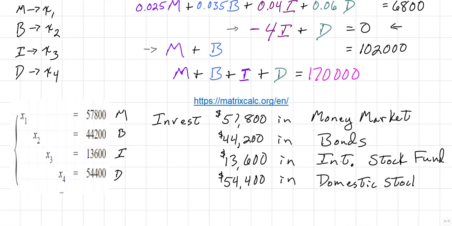Now, to make sure that you've done this correctly, what you want to do is total these four values. If when you total them, you get $170,000, which you will, because I've already done that real quick in my head, you know that you've done this correctly.